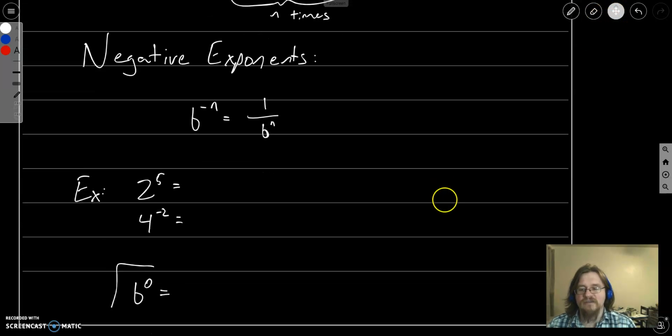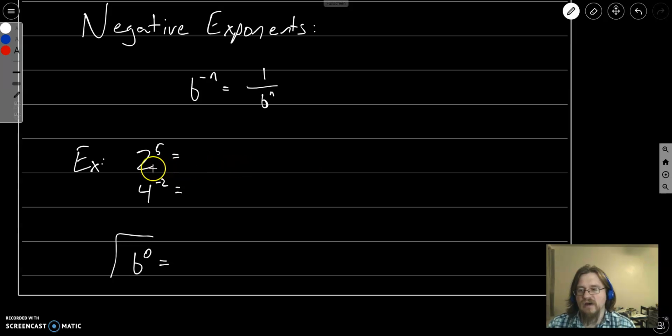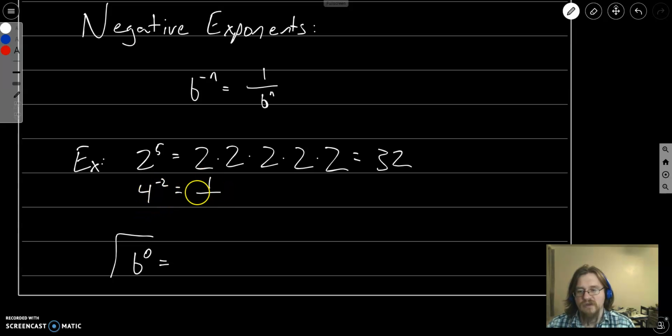So again, some very basic examples. 2 to the 5th power is going to be 2 times itself 5 times. And if we do all this out, this is just 32. And 4 to the negative 2, well, this is going to be 1 over 4 to the 2nd power. 4 squared, 4 times 4 is 16, so this is going to be 1 over 16.